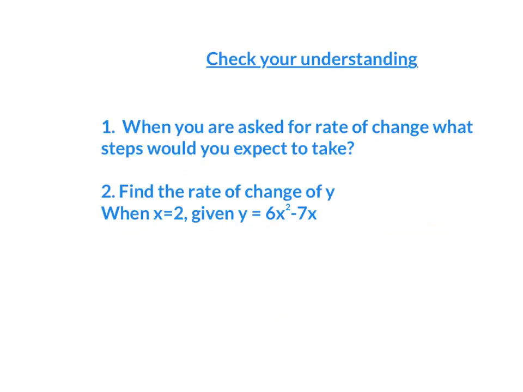Okay, just answer these questions in your jotter. When you're asked for the rate of change, what steps would you expect to take? There's 2 things you should be expecting to do. Number 2, can you find the rate of change of y when x is equal to 2, given that y equals 6x squared minus 7x?